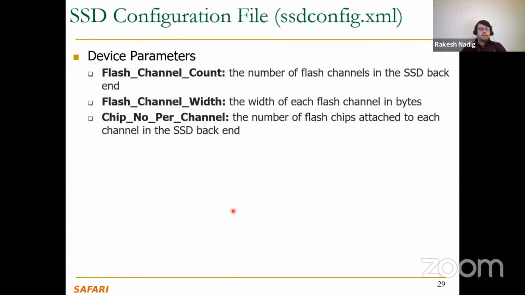And if you look at the backend configuration, we have the flash channel count, how many flash channels are present in the device, the flash channel width, which is the bandwidth of each flash channel, and the chip number per channel. So how many chips are connected to each channel in the SSD backend.